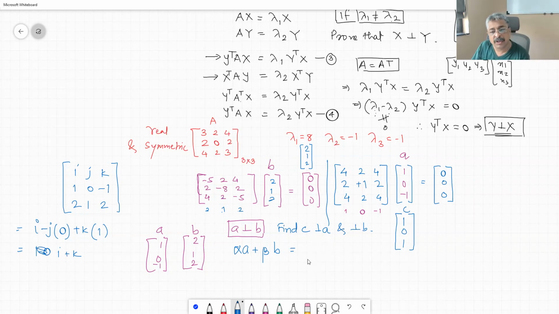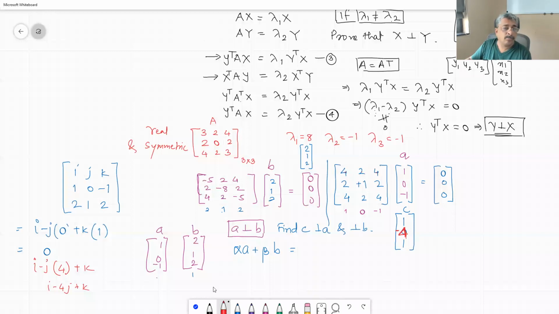What is a vector? Okay, there is a mistake of the coefficient of j, it should have been minus 4.